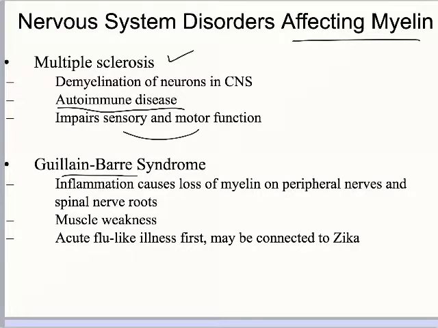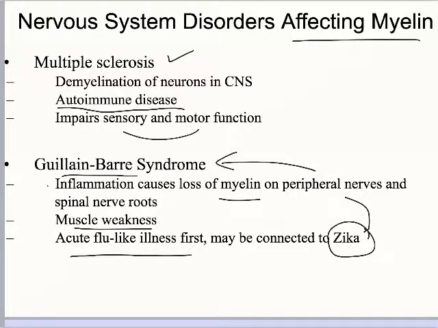Another one is, I can't say it right, Guillain-Barré syndrome. It's an inflammation of the neurons, causes loss of myelin on the peripheral nerves, and it can cause muscle weakness. Lots of times when people get it, they start out with an acute flu-like illness. Since Zika virus has been a big deal, they actually think there's a relationship between people infected with Zika and being more likely to get this syndrome. So the virus could be causing the inflammation or some sort of autoimmune problem.